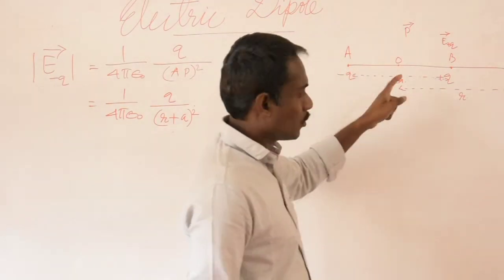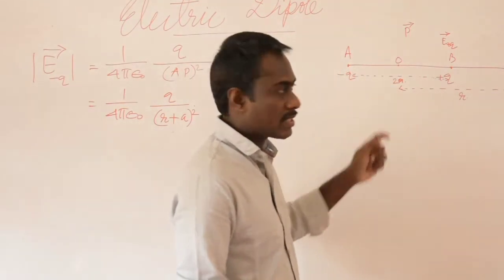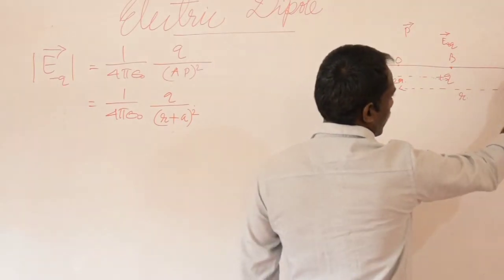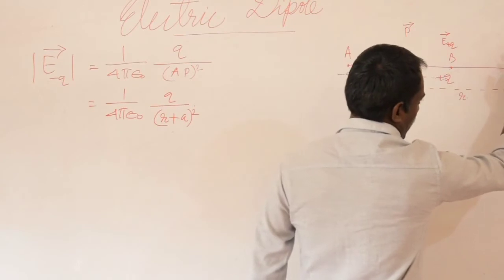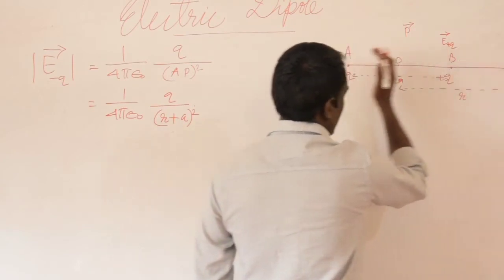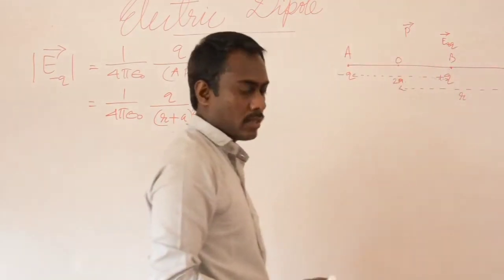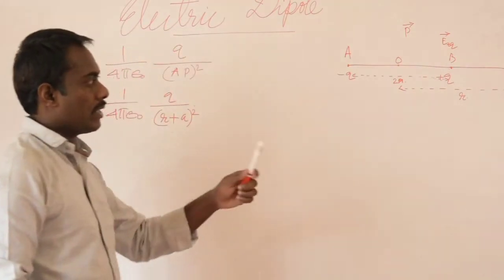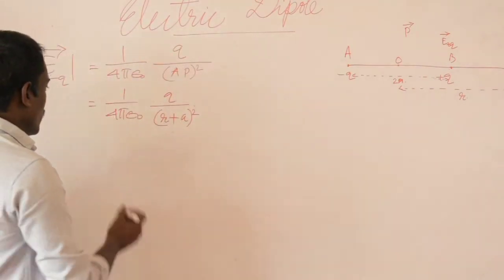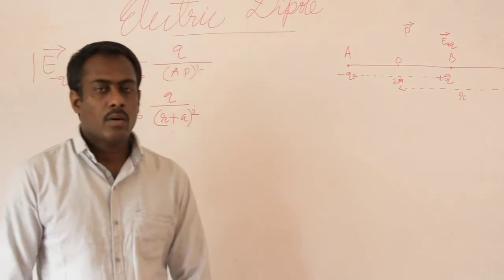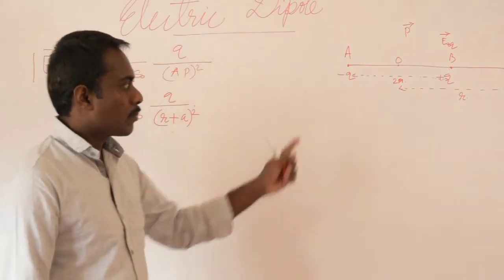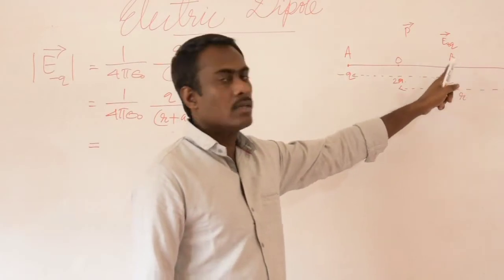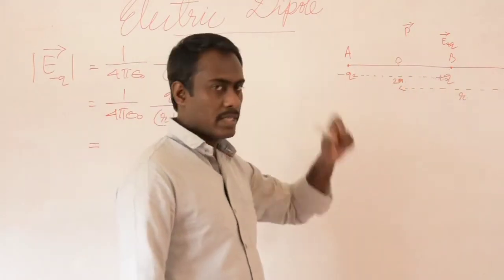The field E minus Q is directed in which direction? Directed along PBA direction. That means it starts from P towards this direction. That is the direction, directed along PBA. Now let us find the electric field produced by the positive charge due to the negative charge.